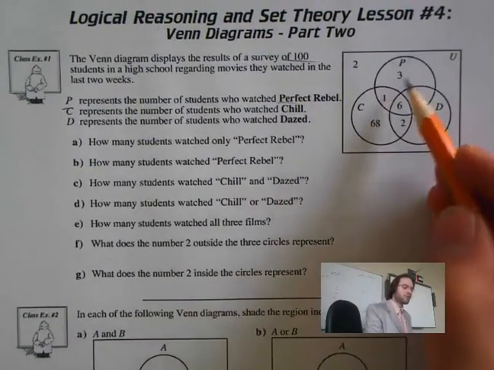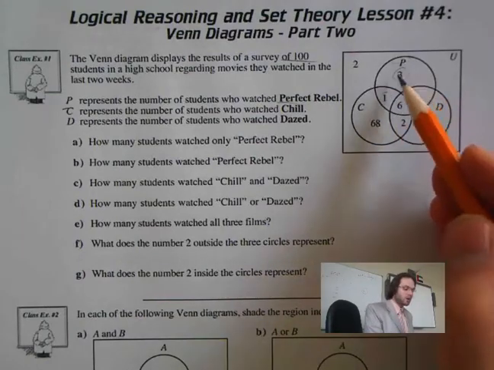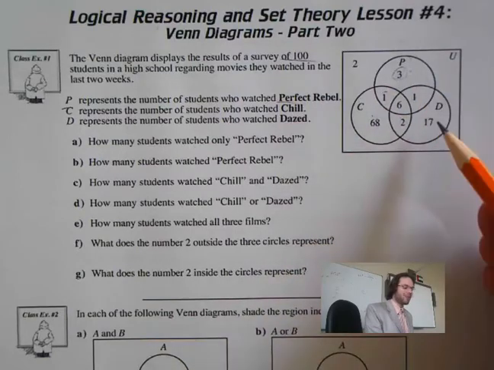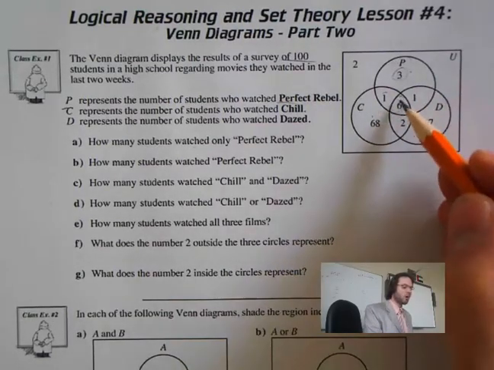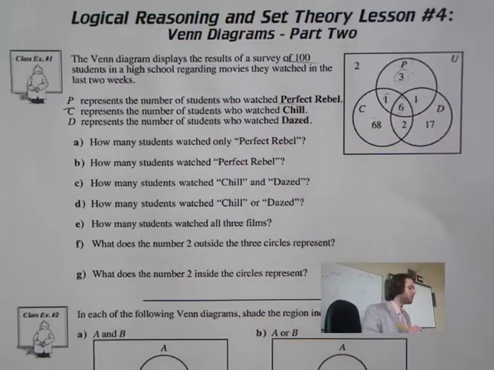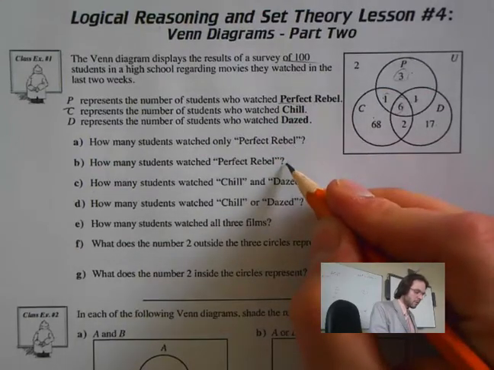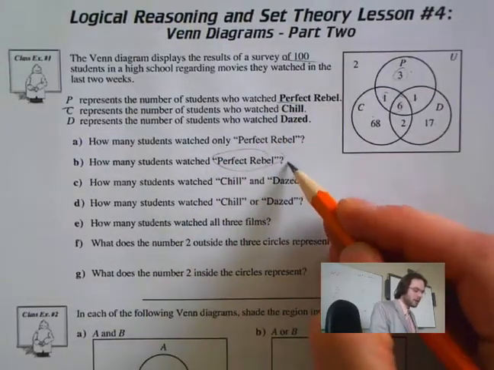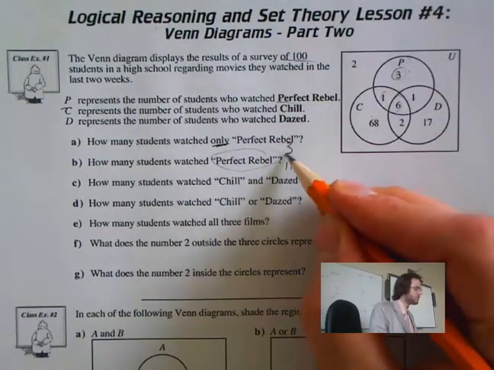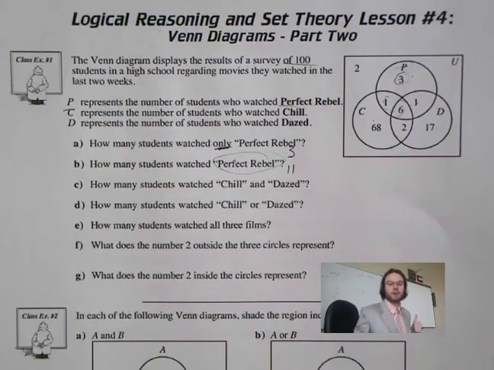So we have 3 that only watched A Perfect Rebel. We have 1 that watched A Perfect Rebel and Chill only, and 1 that watched A Perfect Rebel and Dazed only, and 6 that watched all 3. So altogether we have 9, 10, 11 people that watched A Perfect Rebel. Okay? How many people only watched A Perfect Rebel? That's just this one there, which is 3. So we have to add up all of them because the whole circle is Perfect Rebel.